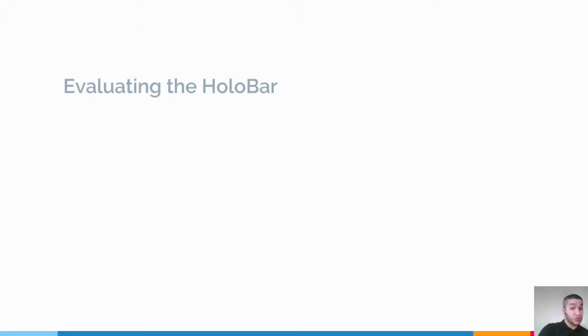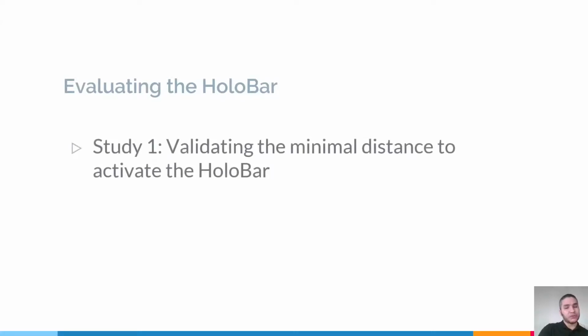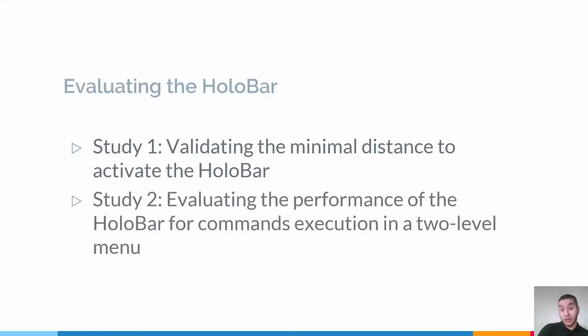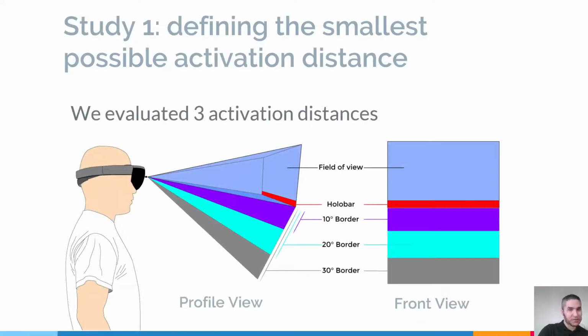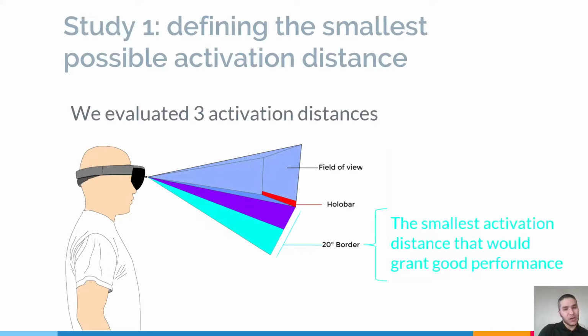We conducted 2 studies to evaluate the HoloBar. The first one tries to identify the smallest possible activation distance for the HoloBar, and the second one investigates the performance of the HoloBar for command execution compared to 2 other menus. As we wanted to identify the smallest possible activation zone, we evaluated 3 activation distances. A small one, which equals an angular size of 10 degrees, medium one equaling 20 degrees, and a large one, 30 degrees. We found that an activation zone of 20 degrees was the smallest activation distance that would grant good performances.